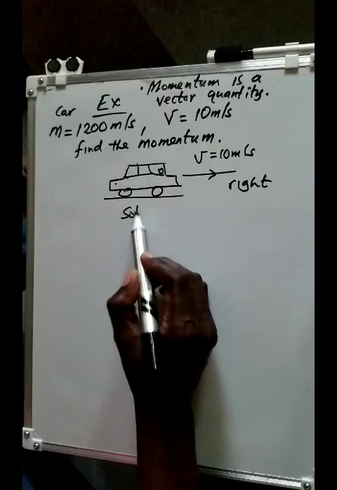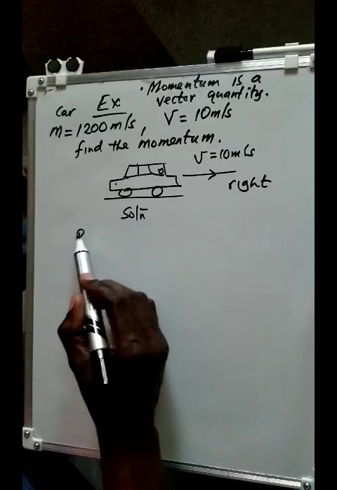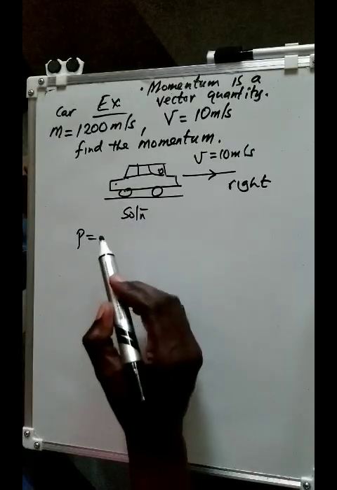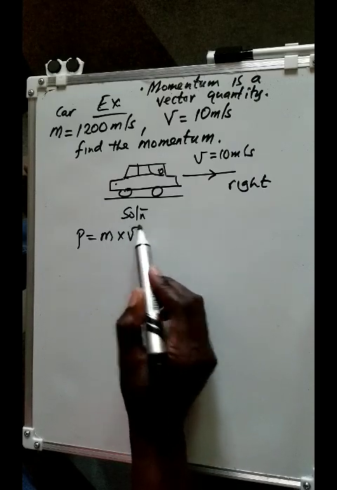If we were to find the momentum, always start with the formula. Momentum is equal to mass multiplied by the velocity.